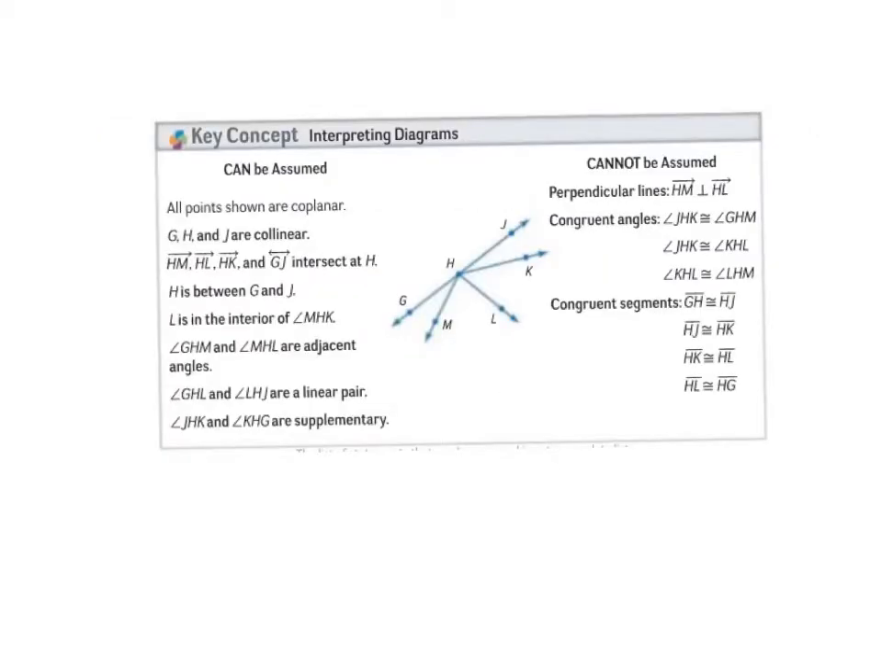All right, so interpreting diagrams, what can be assumed and what cannot be assumed. Okay, so you've got to work things out that you know. You've got no angle sizes, so you can't make too much inference. Okay, so look at what you can't do. You can't say that they're perpendicular. You can't say that the angles are congruent, and you can't say that these 4 lots of 2 segments are. Okay, but what can you say? That H is the point and things like that. So look at what you can say and what you cannot say.